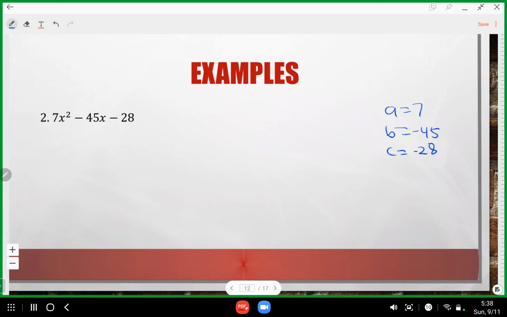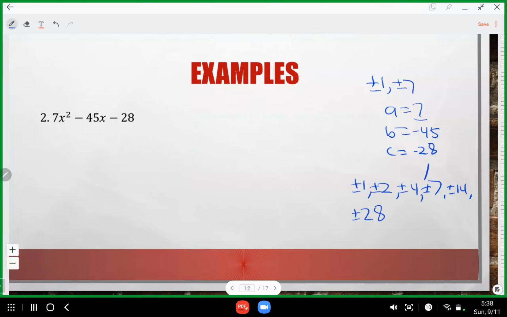So we're going to have to find factors of 7, right? What are some factors of 7? We already know that. It's plus minus 1, plus minus 7. Now we're going to list factors of 28. It's basically plus minus 1, plus minus 2, plus minus 4, plus minus 7, plus minus 14, plus minus 28. Those are basically its factors.